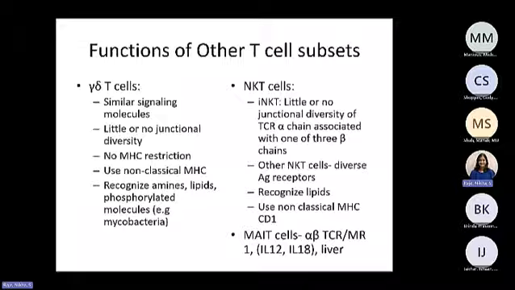And then there are some cells called MAIT cells. MAIT cells are mucosal associated innate T cells. I don't know what the I stands for. Sorry, I would have to take a look. I'm blanking on the exact name. These are actually alpha beta T cells. So the TCR is alpha beta, but they are still not as diverse.